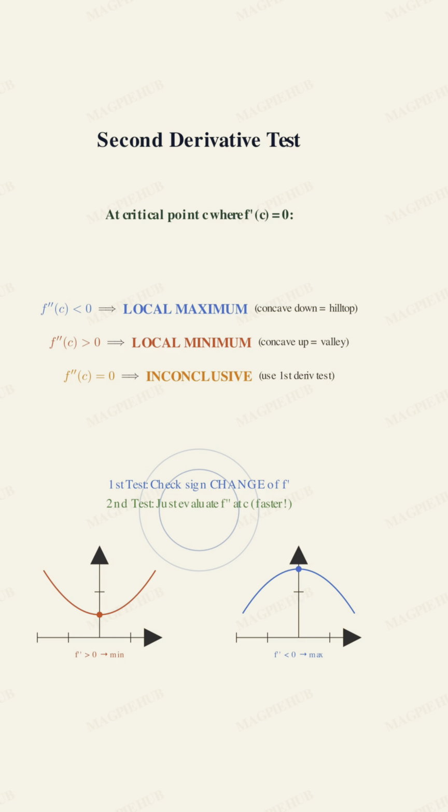If f double prime equals 0, the test is inconclusive, you must fall back to the first derivative test. The advantage, you only need to evaluate f double prime at one point instead of checking sign changes on intervals. Example. Find the local maxima and minima of f of x equals x cubed minus 3x plus 2.